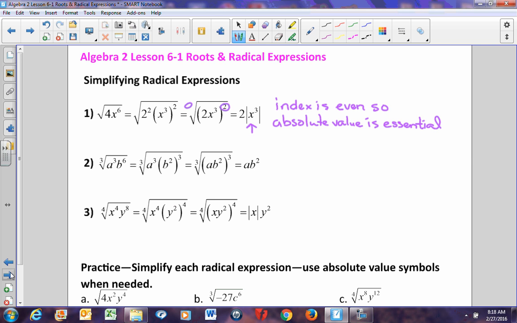Because I took an odd number of variables out of an even numbered root. Okay.